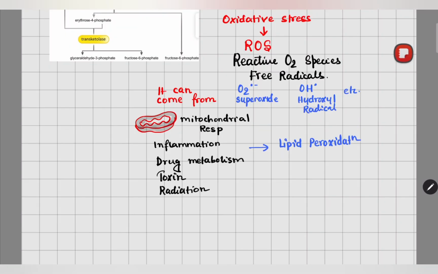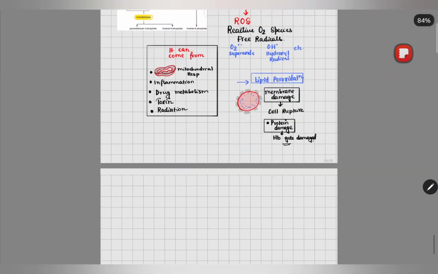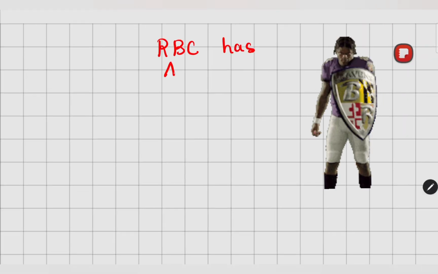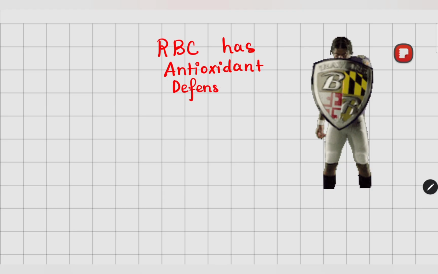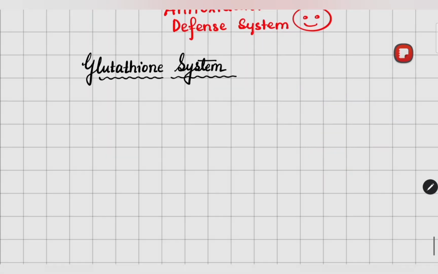Now, free radicals can assist the process of lipid peroxidation. Lipid is present in the membrane, so there can be membrane rupture, membrane damage, and the cell can rupture. It can also lead to protein damage, so the hemoglobin present in it gets damaged. But RBC has an antioxidant defense system. What is this defense system known as? This defense system is called the glutathione system.